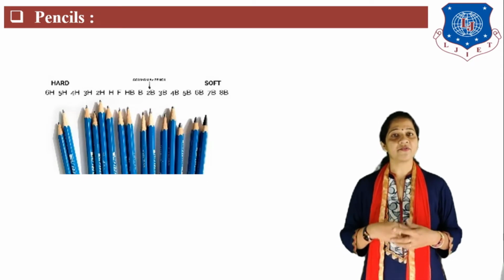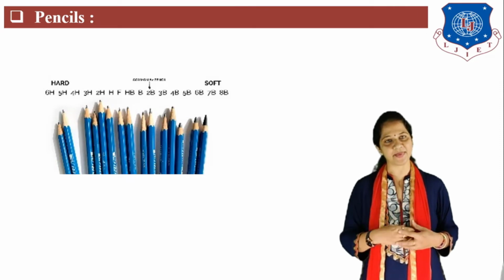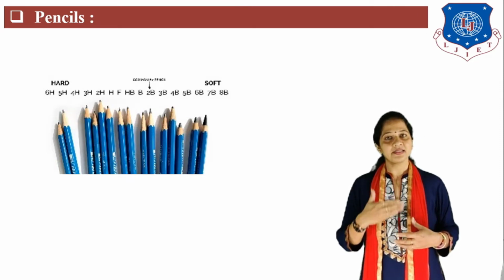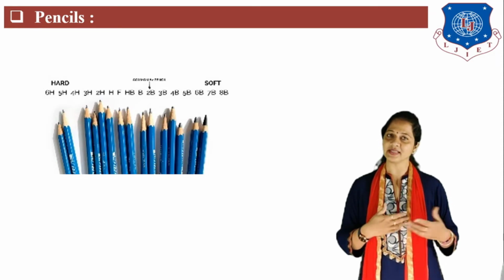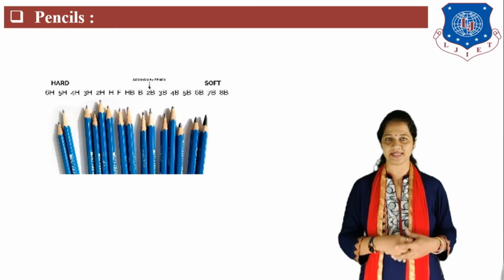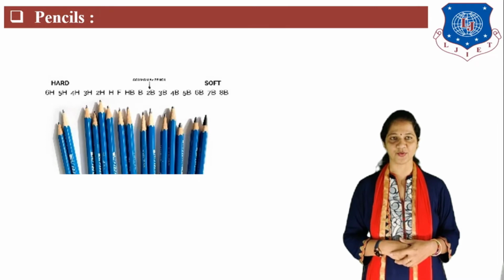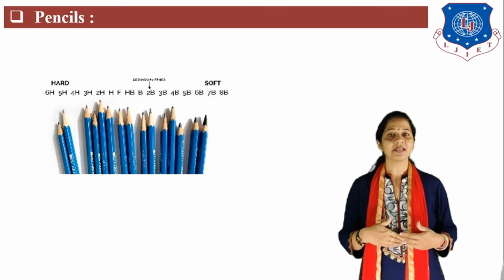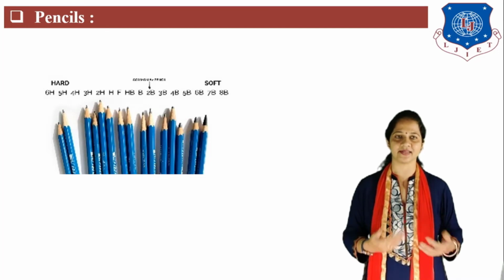In drawing, we mostly use H or HB grade pencil for thick lines and 2B grade pencil for thin lines. Instead of a wooden pencil, you can use a push pencil also. Leads for these pencils are available in different grades.